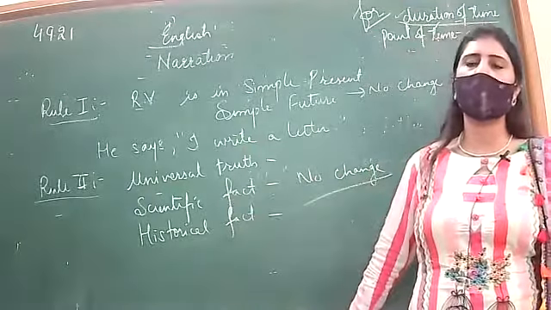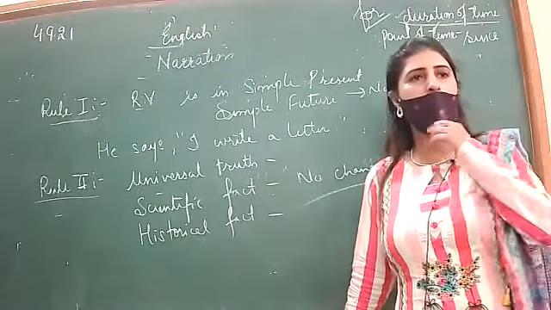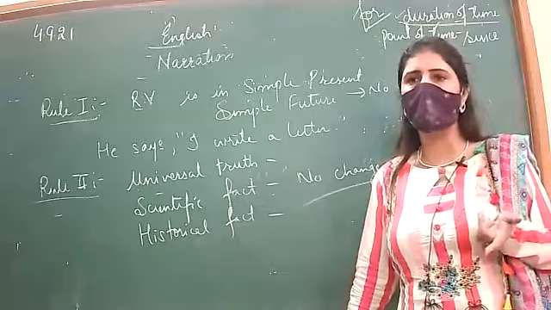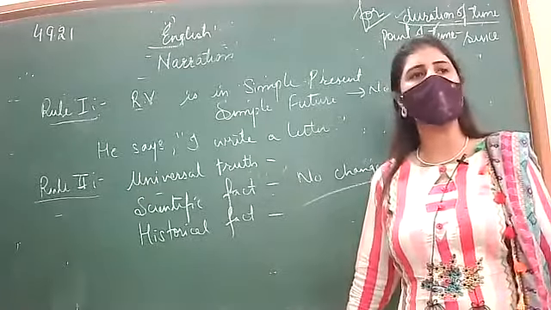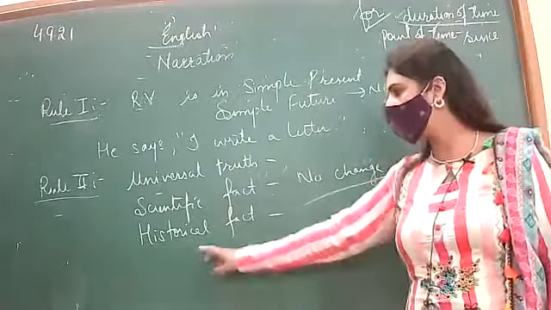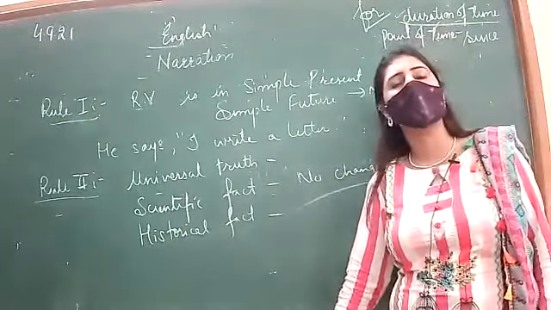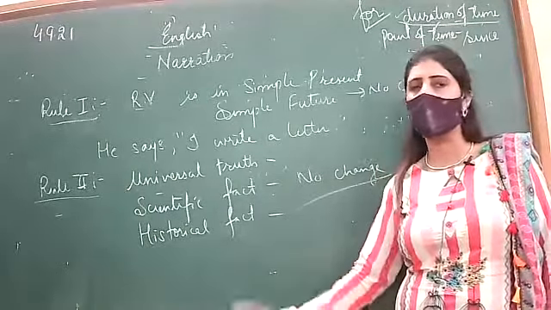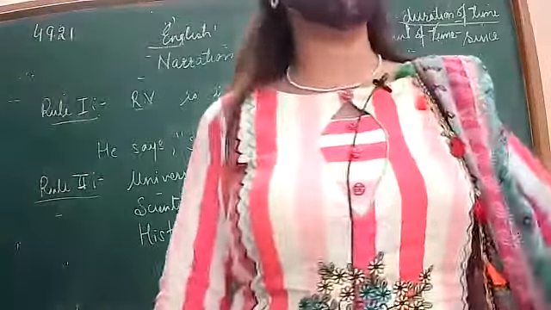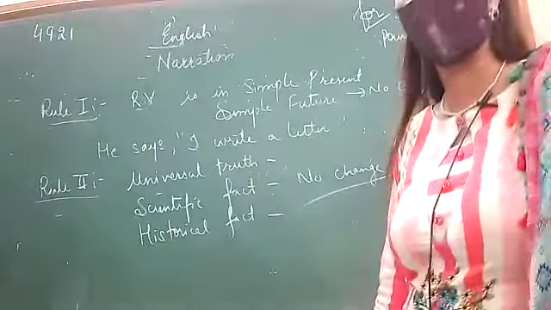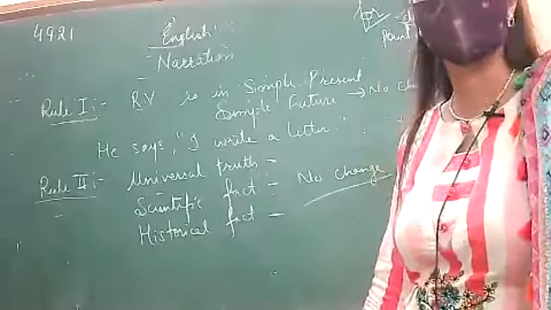Scientific fact, for example, he said the water boils at 100 degrees centigrade. It is scientific fact. So he said that the water boils at 100 degrees centigrade. Next historical fact. For example, India became independent on 15 August 1947. No change. He said that India became independent on 15 August 1947. Okay. So these are just the basic rules of narration that we have started.